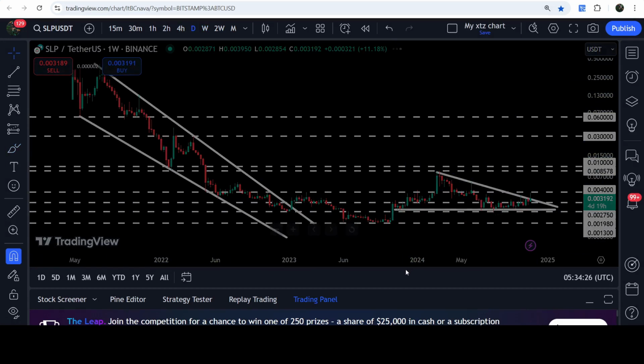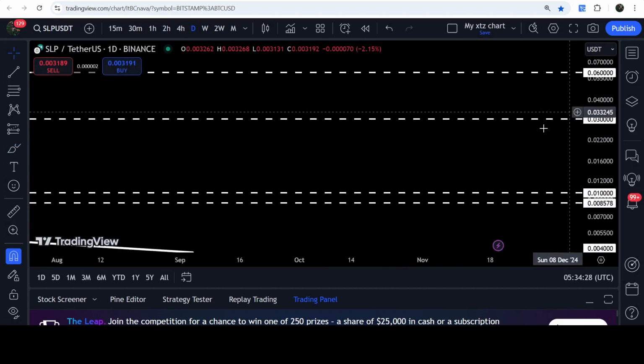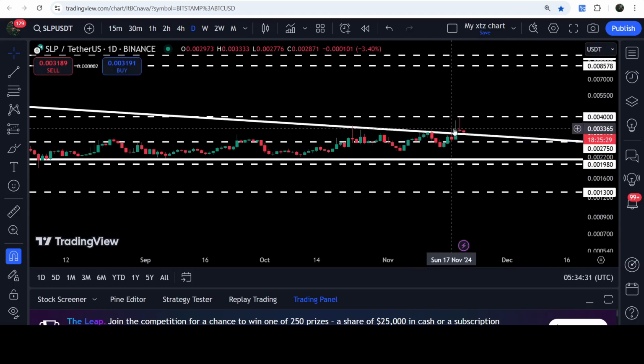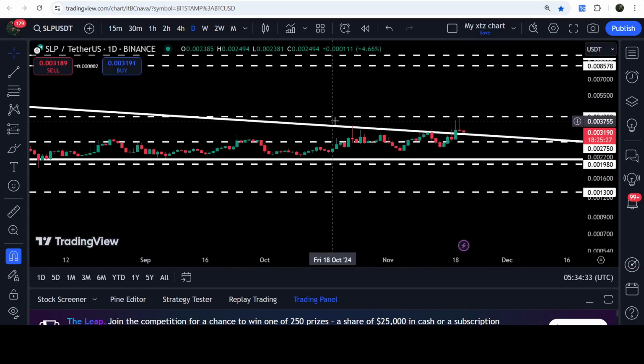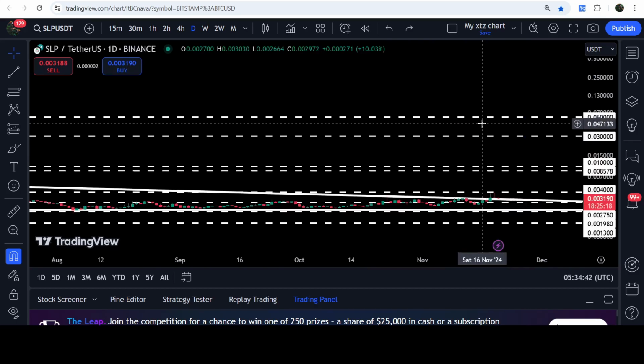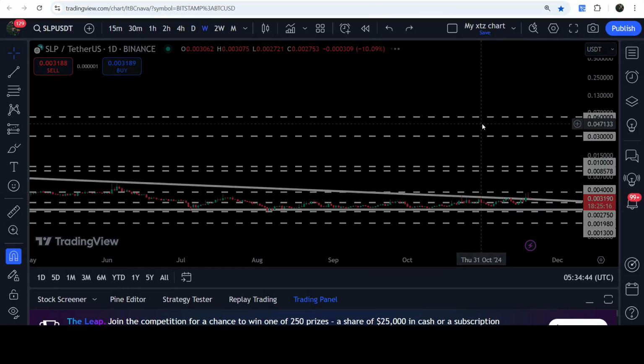If we take a look at the daily time frame chart, then you can see that we have broken out the resistance, but the price got rejected by this long-term resistance of $0.004. And now it is retesting the previous resistance of the triangle as a support. And in today's video, we will analyze this move.